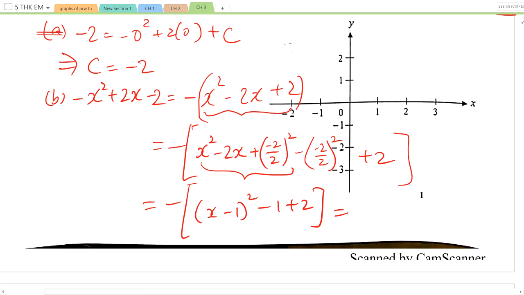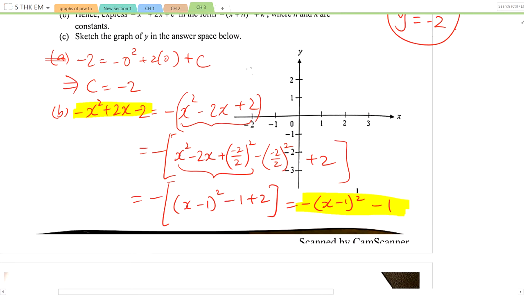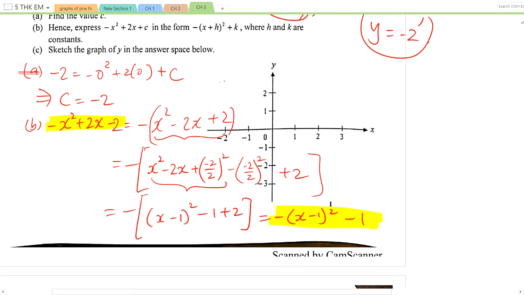Okay, then it is time to remove the square brackets. I've got now negative, x minus 1 squared. 2 minus 1 is 1 times a negative 1. So there I have it. It is expressed as this as the answer now. Okay? So now sketch. Did they want the value of h and k? No, they don't want. So you don't have to write h equals to what, k equals what. No need. They did not ask you to.